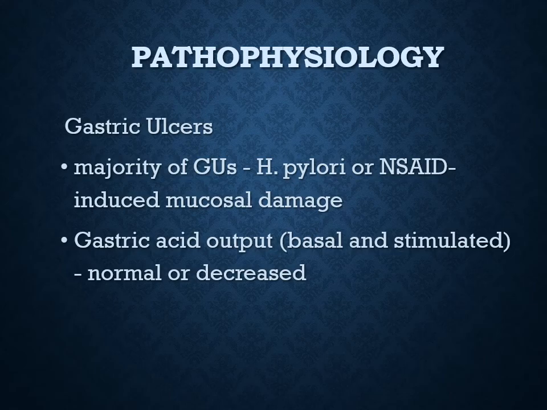While in gastric ulcers, the majority of the causes are still the same: H. pylori or NSAID-induced mucosal damage. The gastric acid output, both basal and stimulated, is usually normal or decreased.